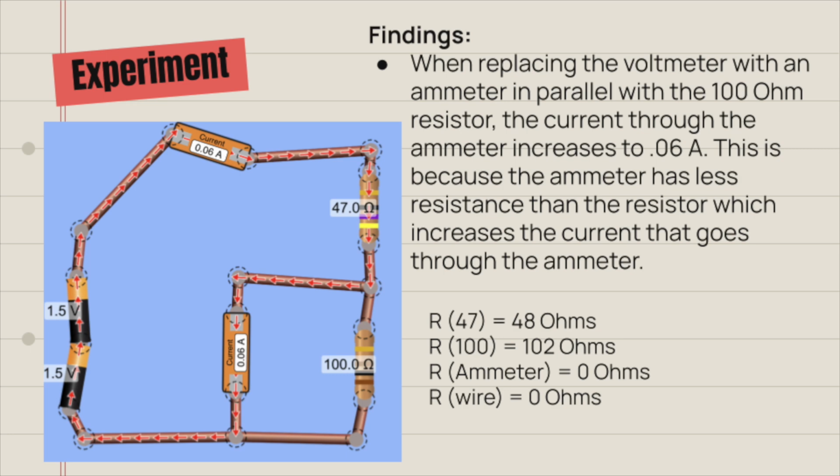For 47, I found 48 ohms. For 100, I found 102 ohms. For the ammeter, I found 0 ohms. And for the wire, I found 0 ohms.